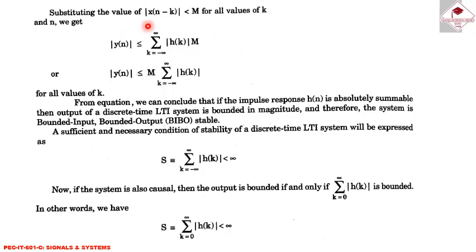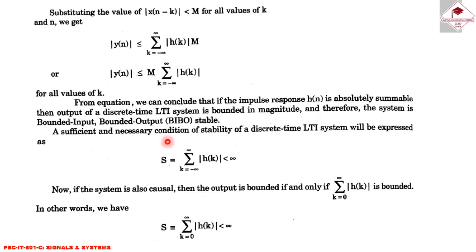Substituting the value of mod of x[n minus k] less than M for all the values of k and n, we obtain mod value of y[n] less than or equal to the summation of k equal to minus infinity to plus infinity mod h[k] into M, so mod value of y[n] is less than or equal to M times the summation of k equal to minus infinity to plus infinity mod h[k]. Now from this equation we can conclude that if the impulse response h[n] is absolutely summable, then the output of the discrete time LTI system is bounded in magnitude, and therefore the system is bounded input bounded output stable.